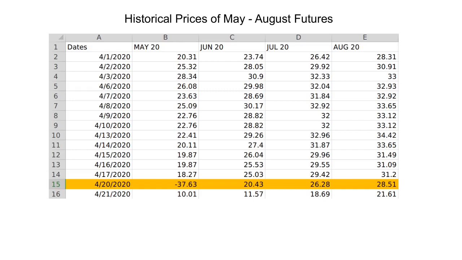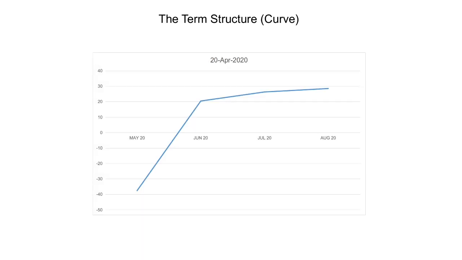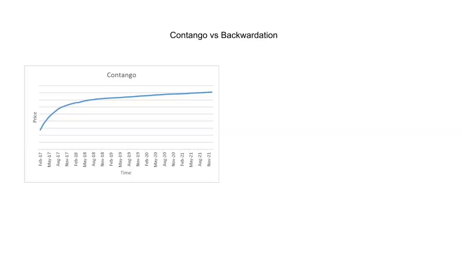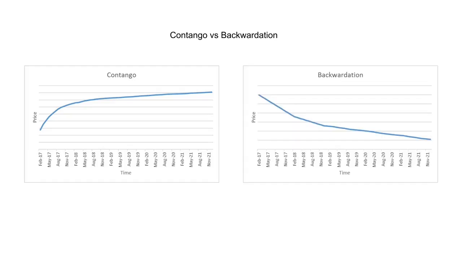Going back to the price table, in the highlighted row, notice how only the May contract is negative and the contracts of June through August are positive. Well, people price different maturities differently because they represent different storage, financing, and insurance costs. If we plot these 4 contract prices on April the 20th, it should look like this. When the term structure is upward sloping, we say the market is in contango. Similarly, if the term structure is downward sloping, we say the market is in backwardation.